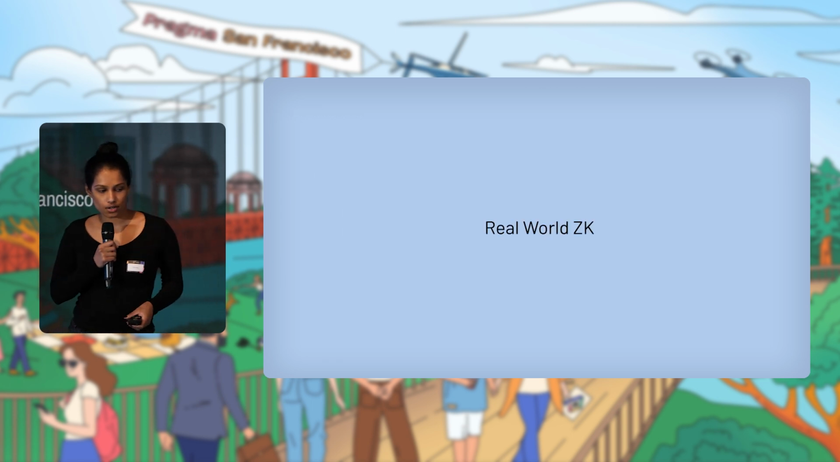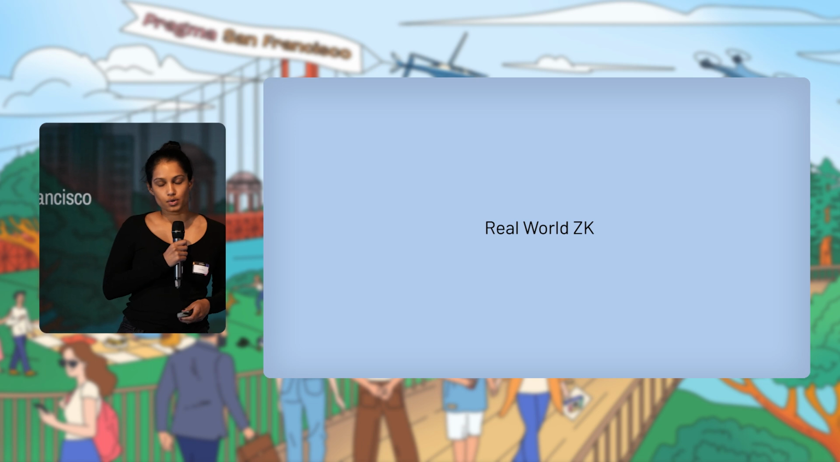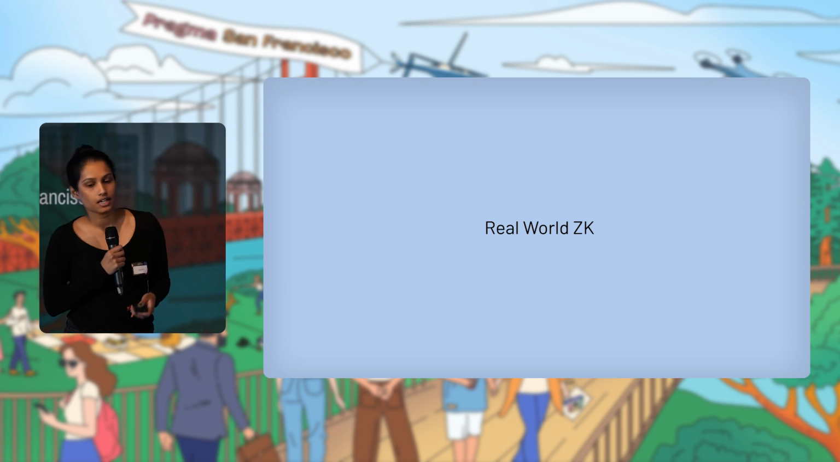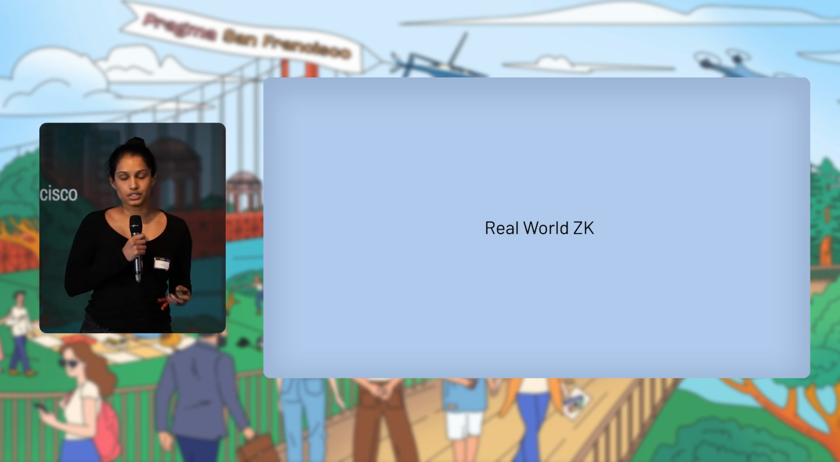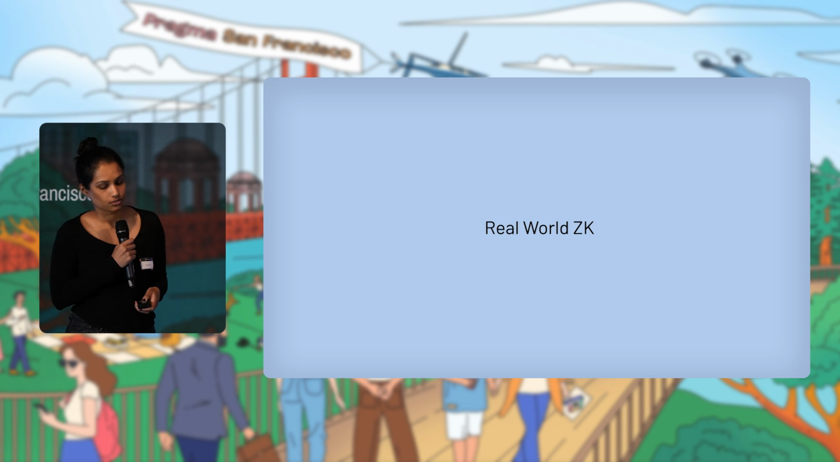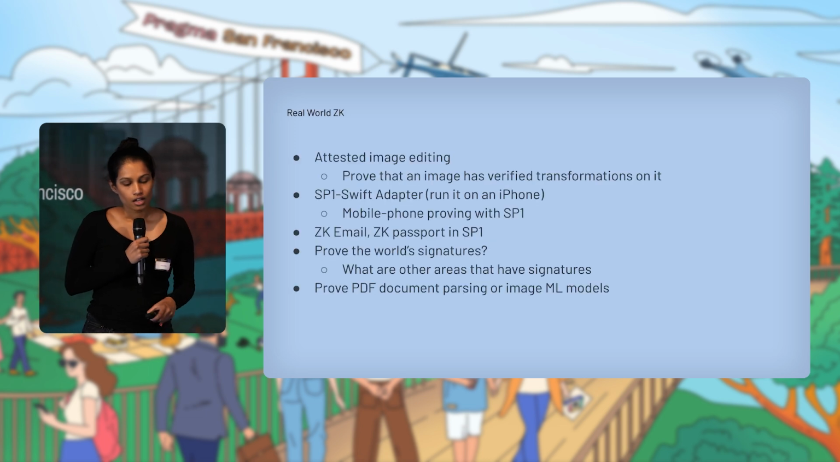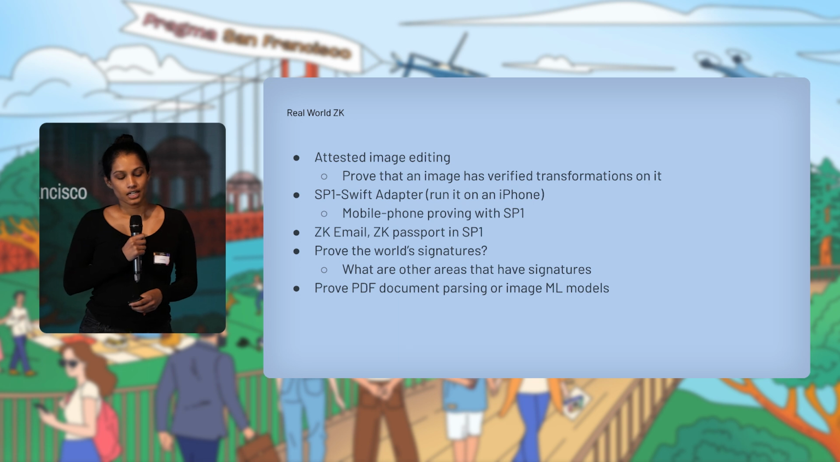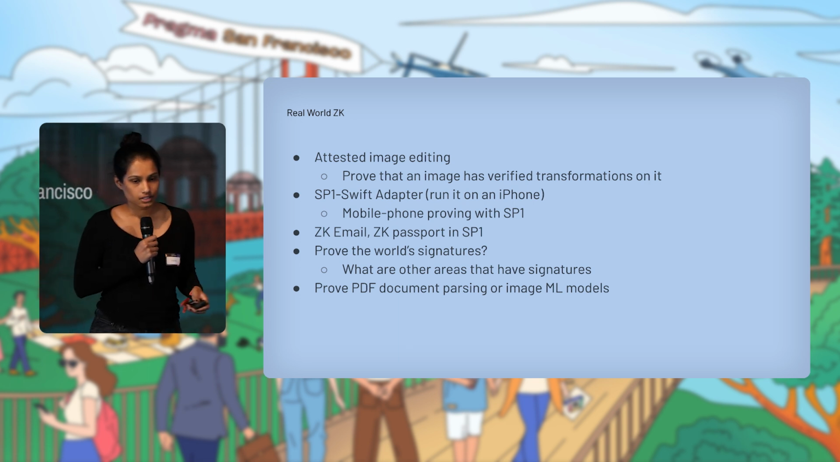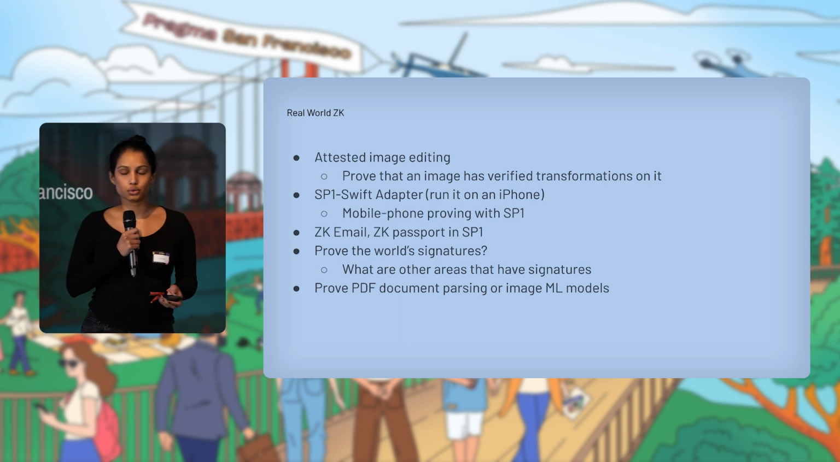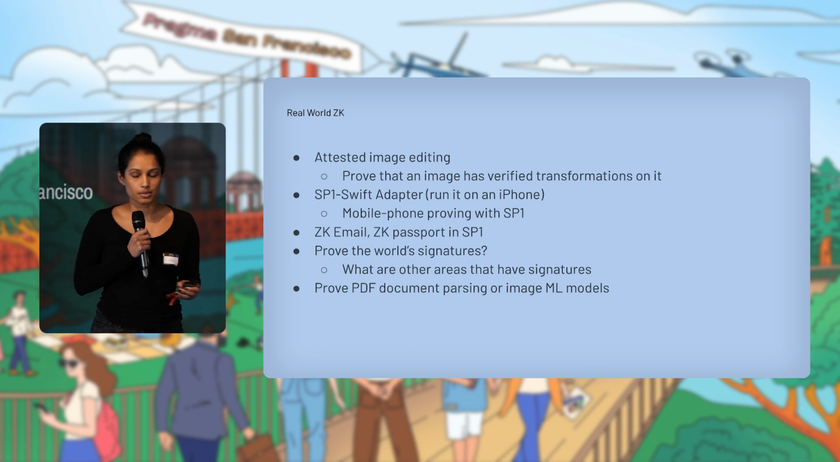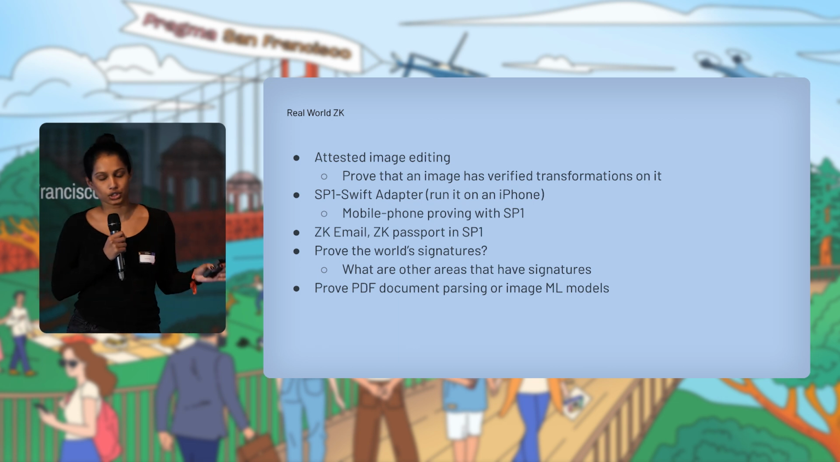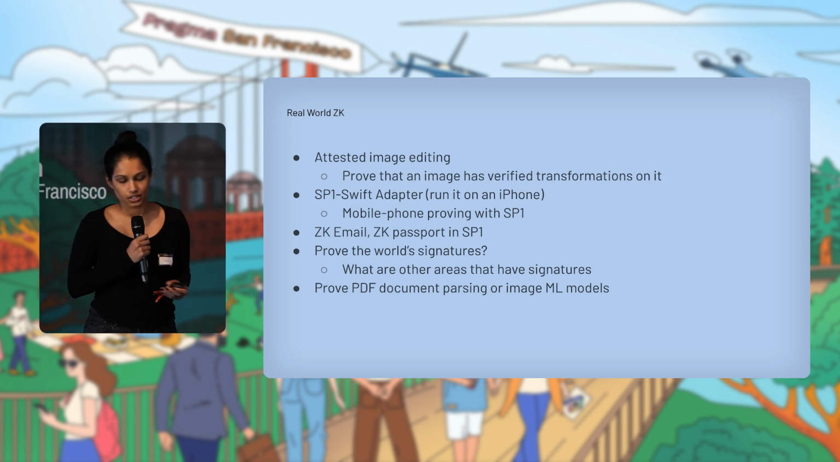And then the last category of ideas that I'm excited to talk about is real-world ZK applications, kind of in the non-blockchain use cases of ZK that I covered in my first few slides. So one idea that I think is really cool that I would love to see built is attested image editing. Today, on the internet, if you go on Twitter, there is no telling whether an image was from a real camera or an iPhone or just made up by something like Midjourney or DALL-E.